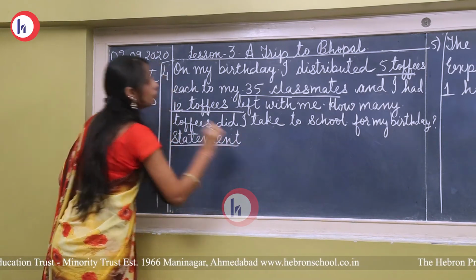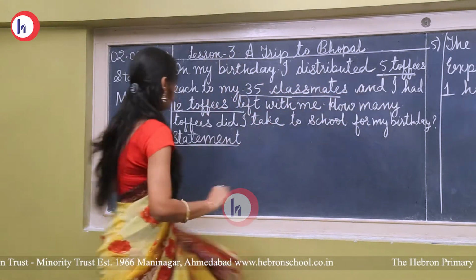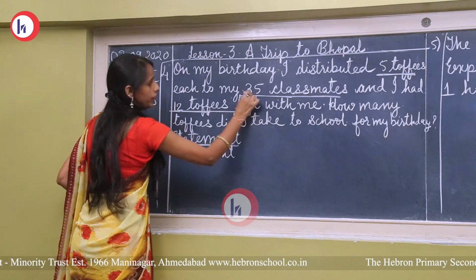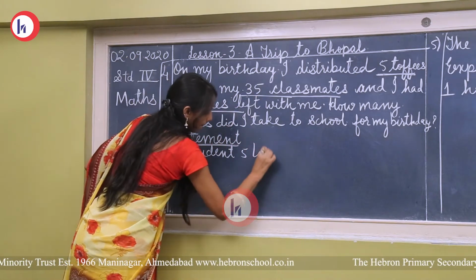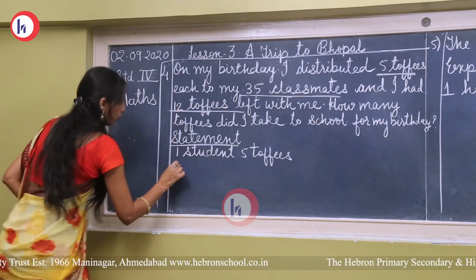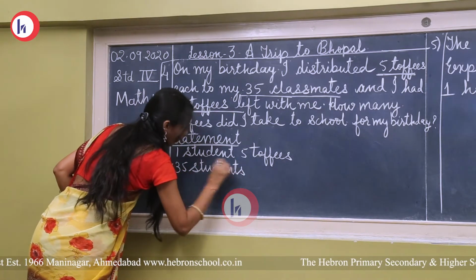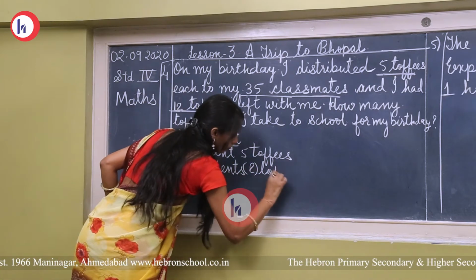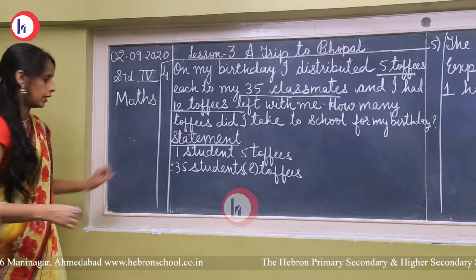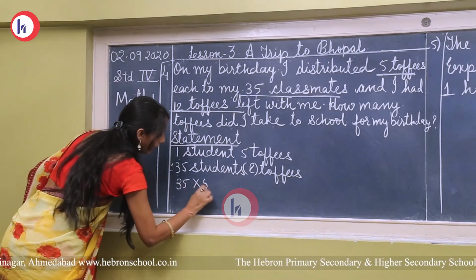Okay, first of all, we should know how many students? 35 students. Each student gets 5 toffees. Okay, so one student, how many toffees? 5 toffees. So how many students are there? 35. So 35 students, how many toffees? To find out, see, value of 1 is given and value of more than is asking. So we will do here multiplication. 35 multiplied by 5.